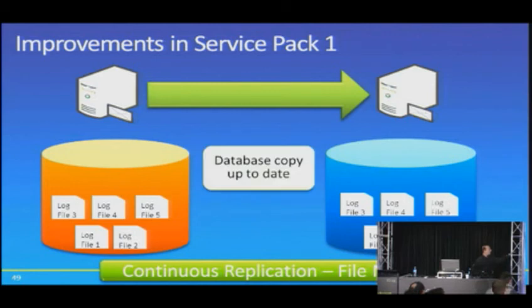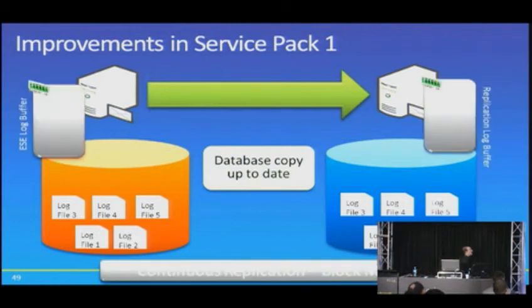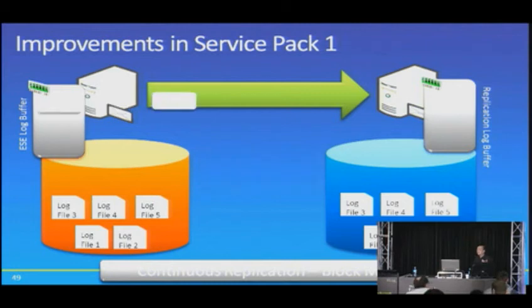But now we're at the point where the passive copy is up to date. The next log file it needs is the current log file that's in use. There are no more closed transaction log files that haven't been shipped to the other side. So now it says, hey, I'm up to date, let's switch into block mode. And it switches into block mode, and that spins up a replication log buffer on the passive copy side. We already had the ESE log buffer on the store side because that's there for the store activity. Now we've got a replication buffer that we've spun up on the passive side, and every time we write a block of information on the active side, we asynchronously write that same information into the log buffer on the passive side.